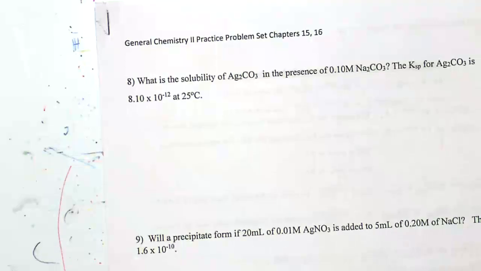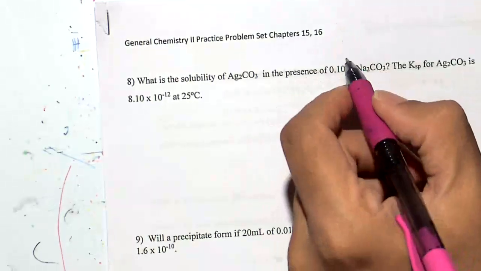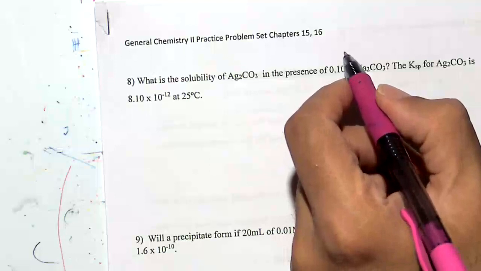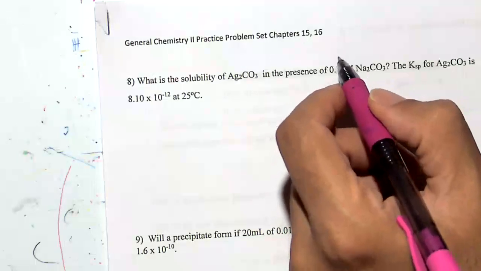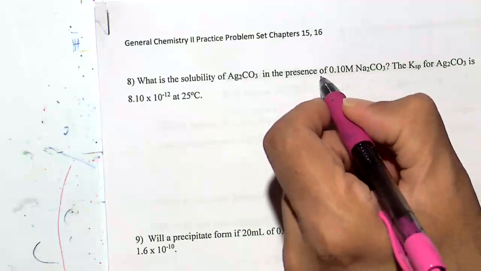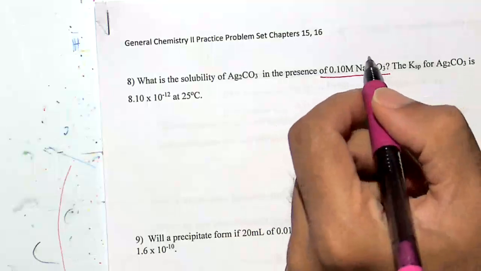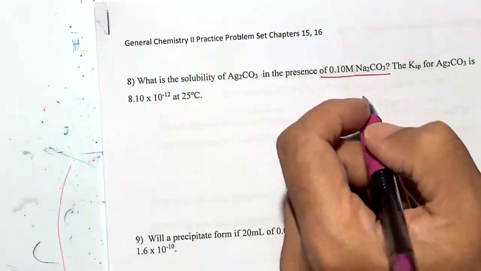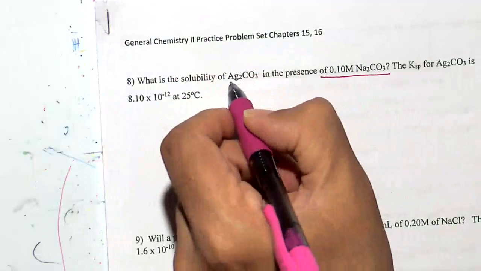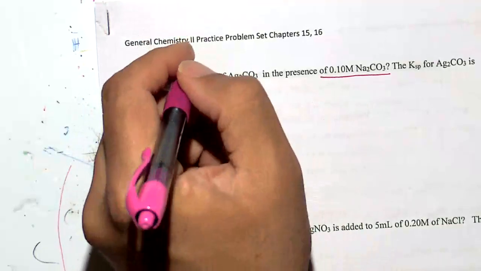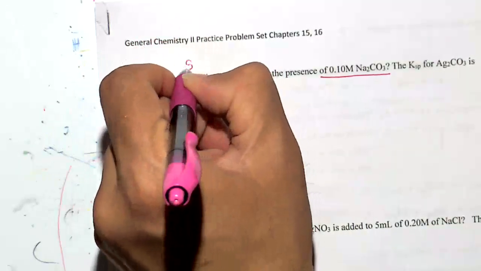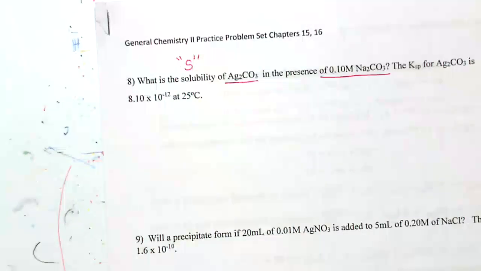So now it's a KSP, but we're doing a KSP in the presence of not water, which was usually how we solve them, but in the presence of a different type of solvent, 0.1 molar sodium carbonate. And solubility here is given to us as S.